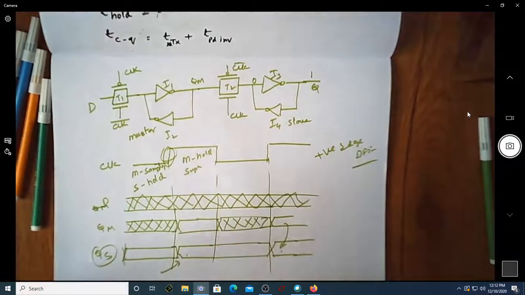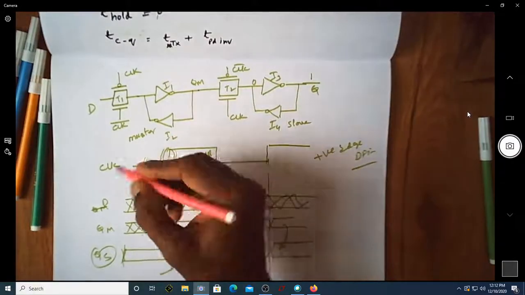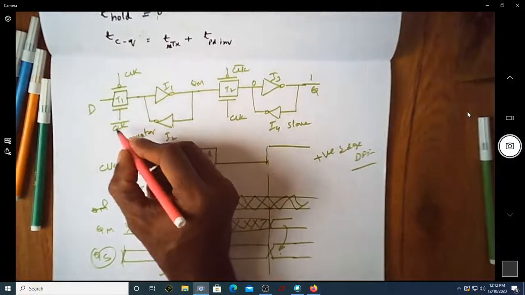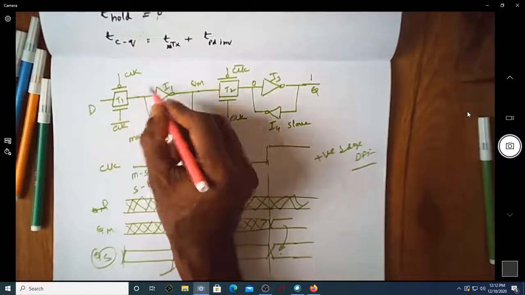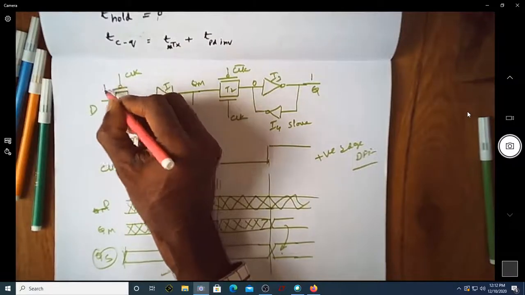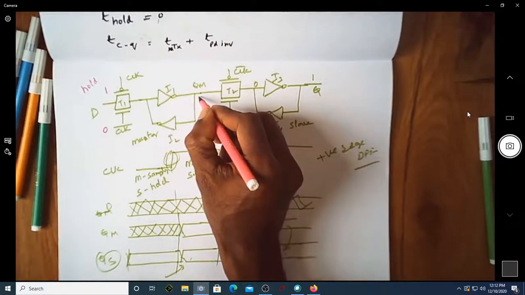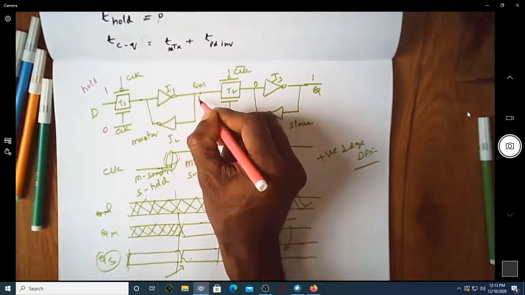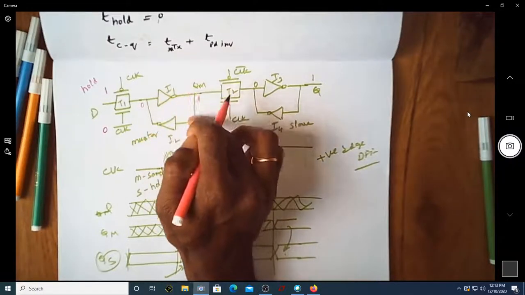Assume that the value that is stored, before we allow it to sample, is now in hold mode. So when it is in hold mode, this should be 0, this should be 1, so this corresponds to hold mode. Assume that you have this as 1 here and this is 0, the same 0 is coming over here as 1 and it is in hold mode.